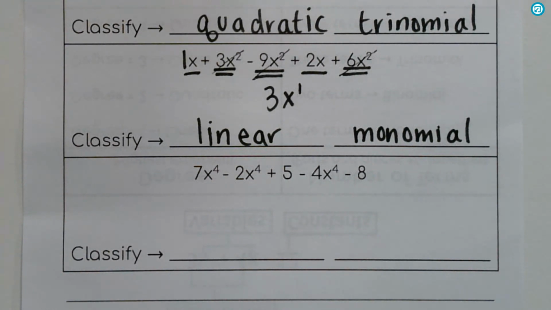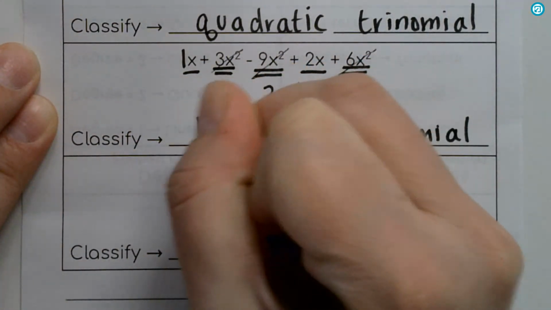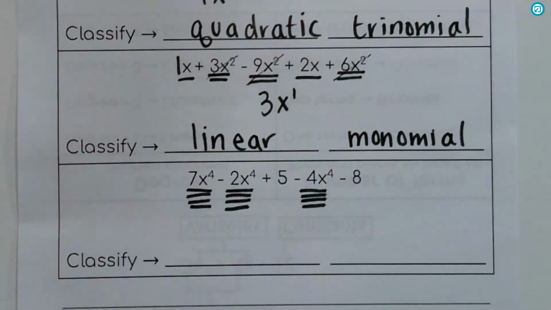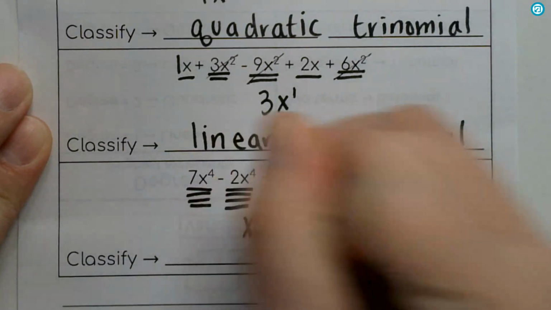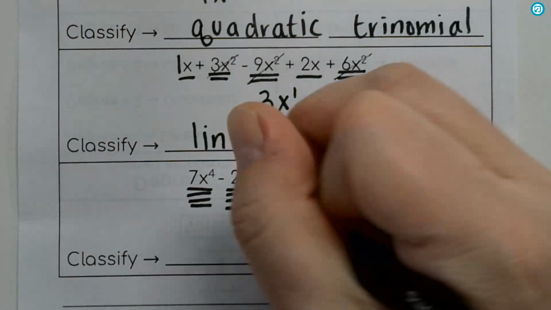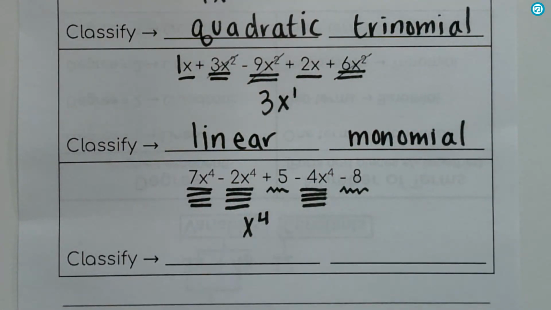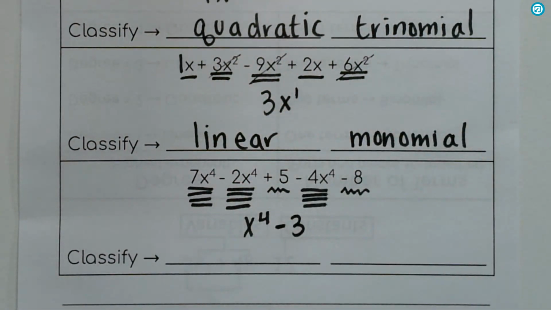All right, last one. We can combine together all of our x to the fourths. So you've got 7x to the fourth minus 2x to the fourth minus 4x to the fourth. 7 minus 2 is 5. Minus another 4 is 1. So that leaves me 1x to the fourth, or just x to the fourth left. And I've got this 5 and this negative 8. 5 minus 8 is negative 3. So I've got x to the fourth minus 3.